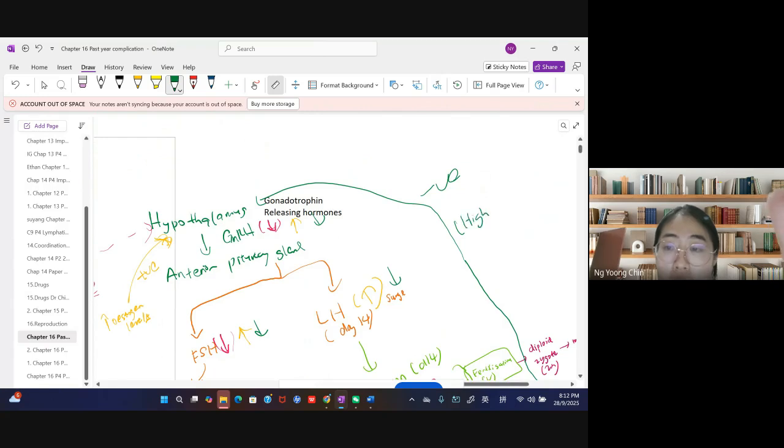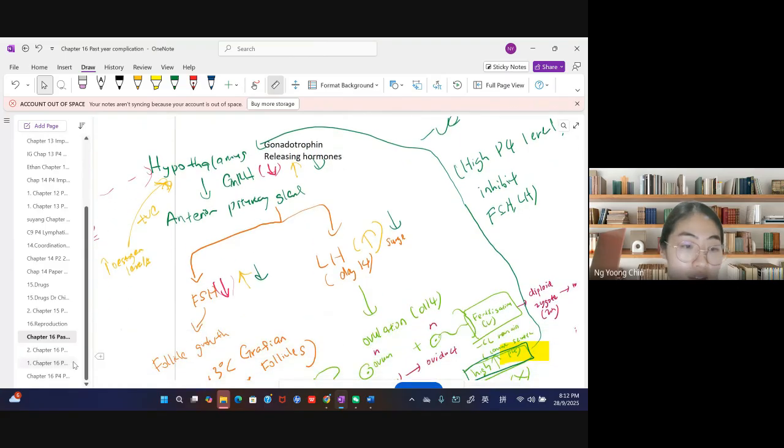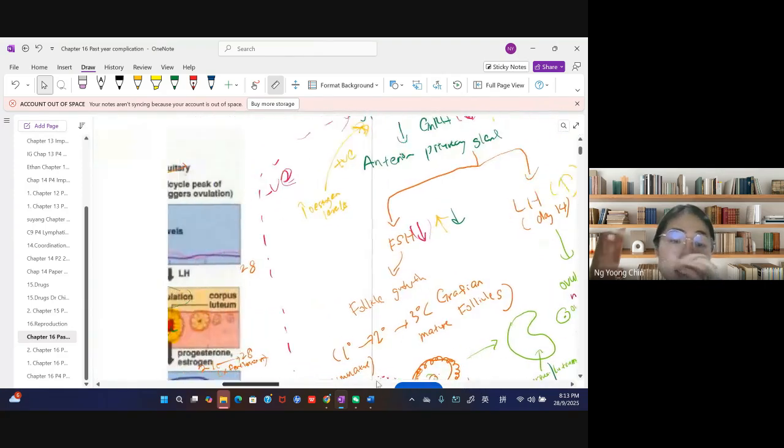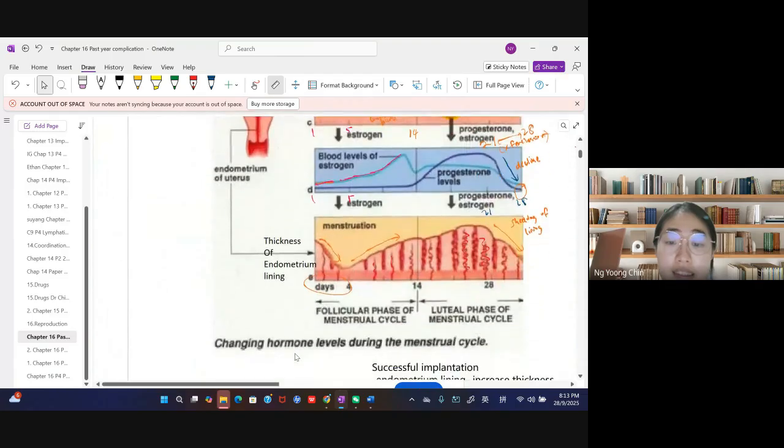High P4 level will inhibit the FSH/LH. Just remember it this way. It sounds logical, right? Can a pregnant woman have menstruation at the same time? Yes or no? The answer is no.